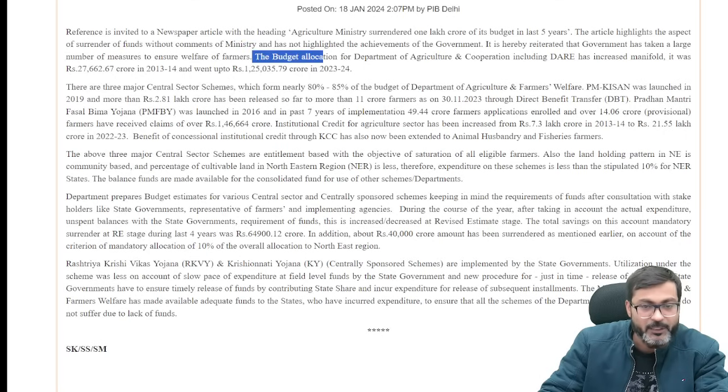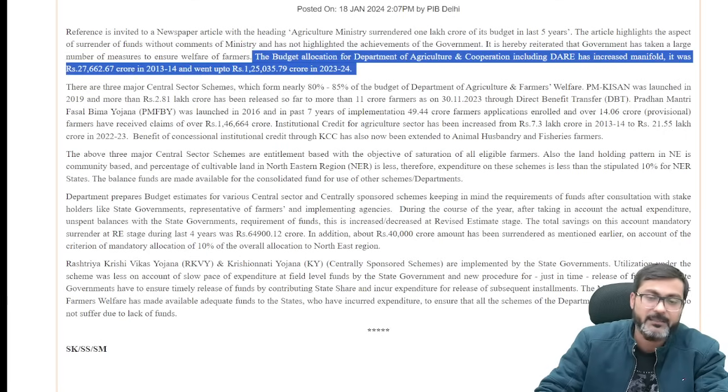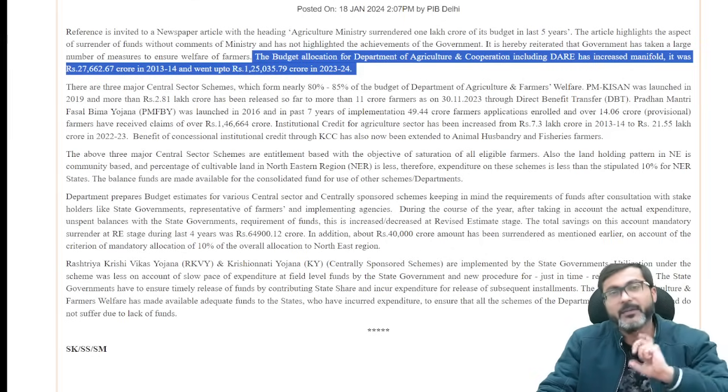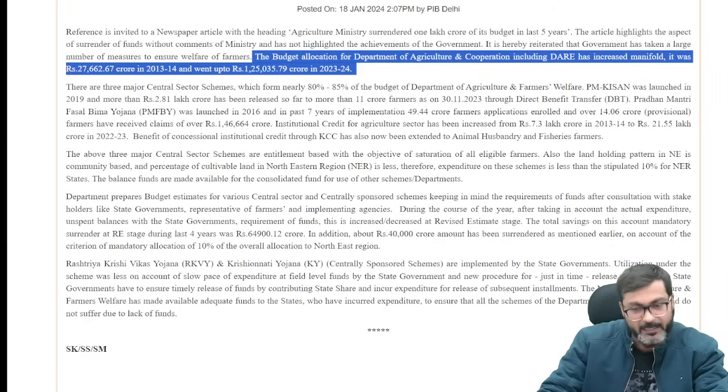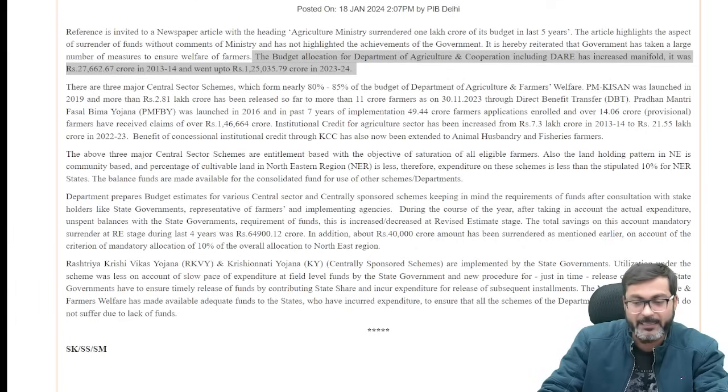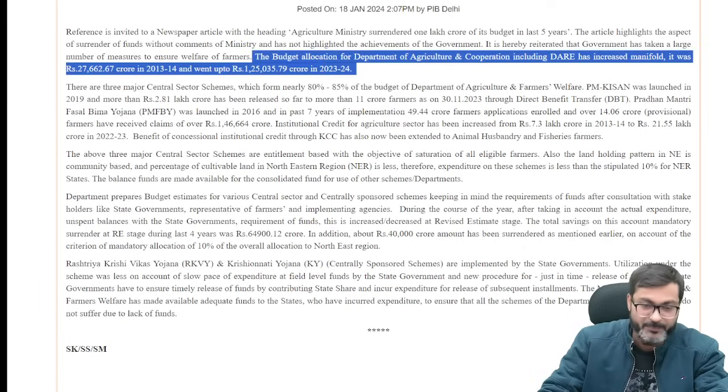The budget allocation for the Department of Agriculture and Cooperation has increased manifold. It was this much crore in 2013-14 and went up to this. This is an important fact. However, the number will not be asked because the number is quite difficult to remember. Okay? The examiner is also a human being, he also asks questions after looking at them, right?